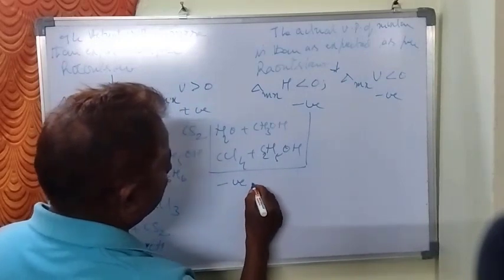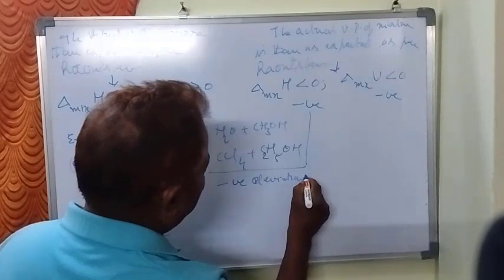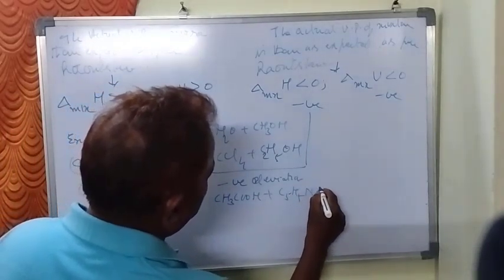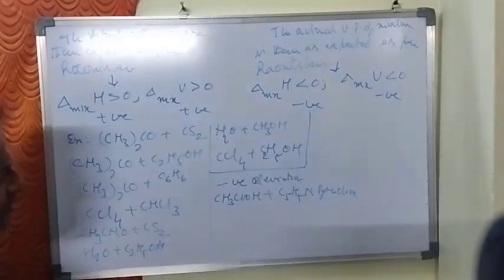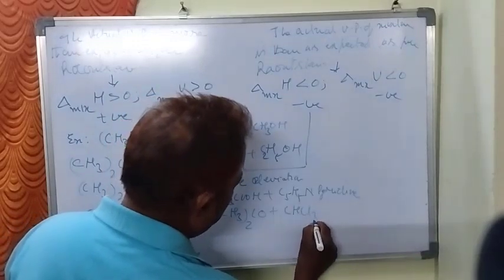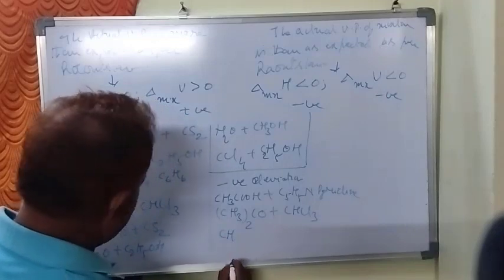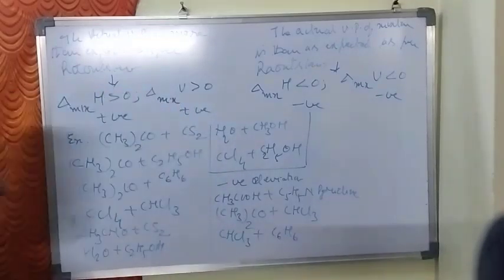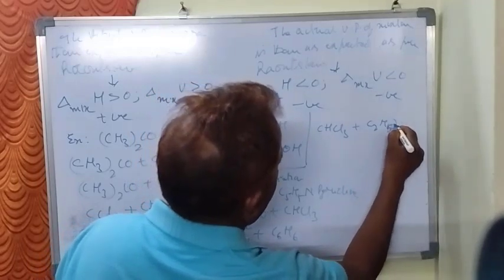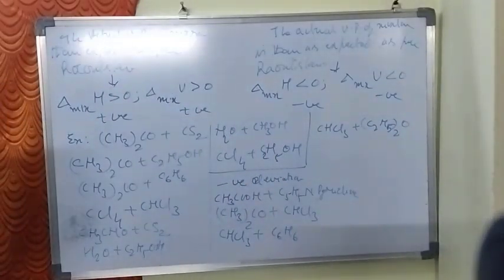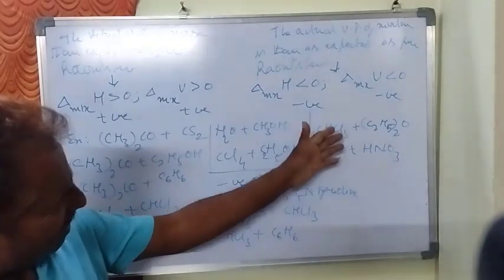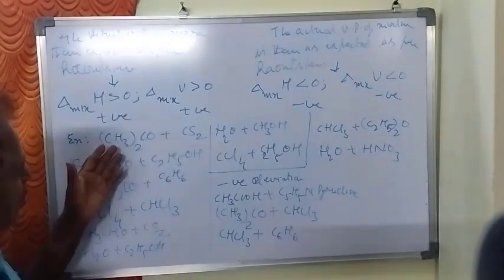Now let us see examples of non-ideal solutions showing negative deviation. Acetic acid plus pyridine, C5H5N. This is pyridine. Chloroform and acetone, CH3COCH3 plus chloroform CHCl3. Chloroform and benzene, CHCl3 and C6H6. Chloroform and diethyl ether, C2H5OC2H5, and water and nitric acid. So these are the examples of non-ideal solutions showing negative deviation.